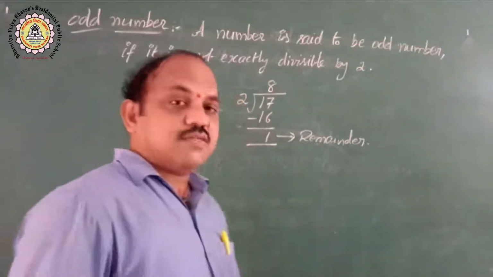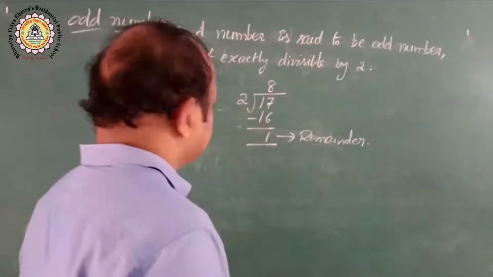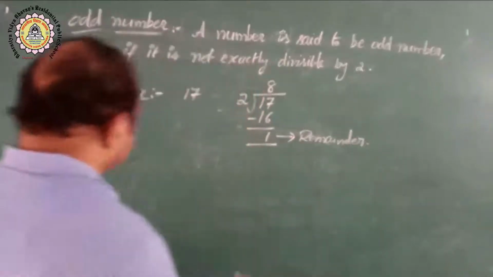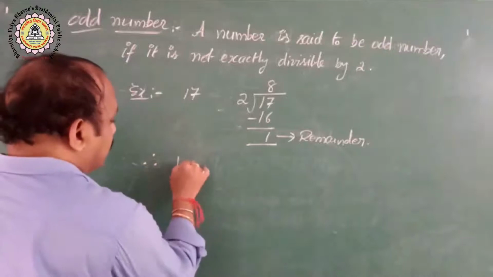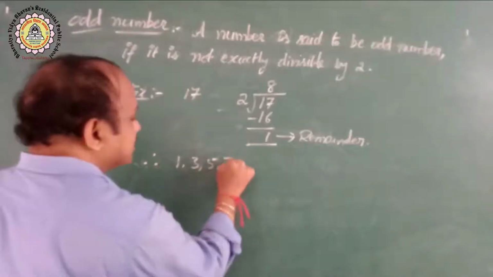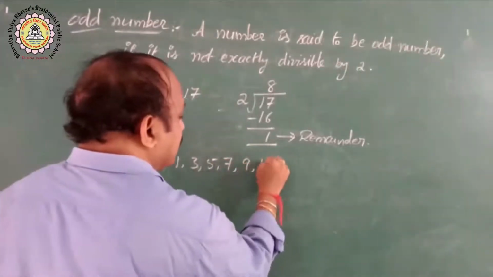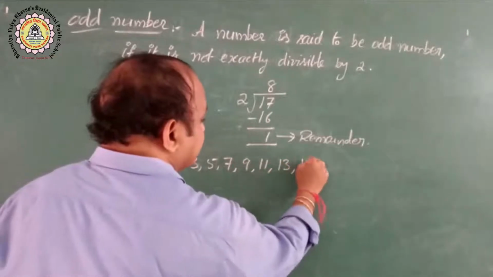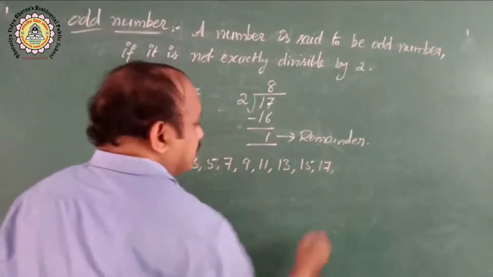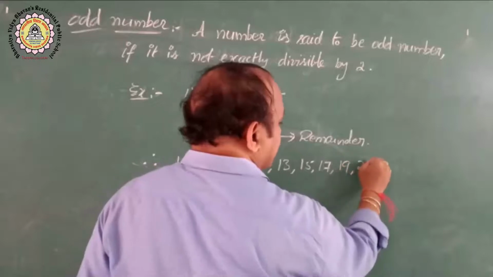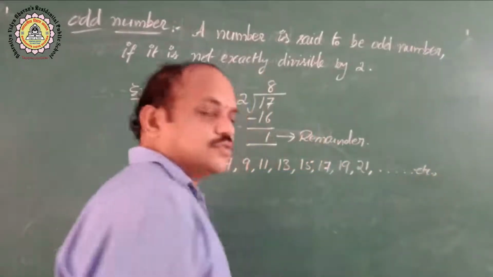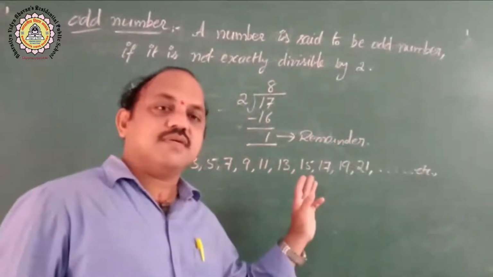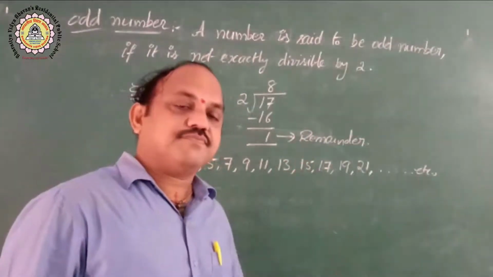So like that, so many numbers are there as examples for odd numbers. Those are 1, 3, 5, 7, 9, 11, 13, 15, 17, 19, 21 and so on. So many numbers are examples for odd numbers.